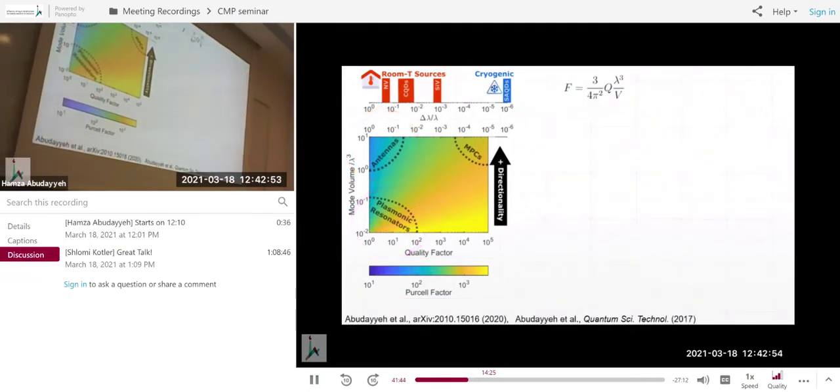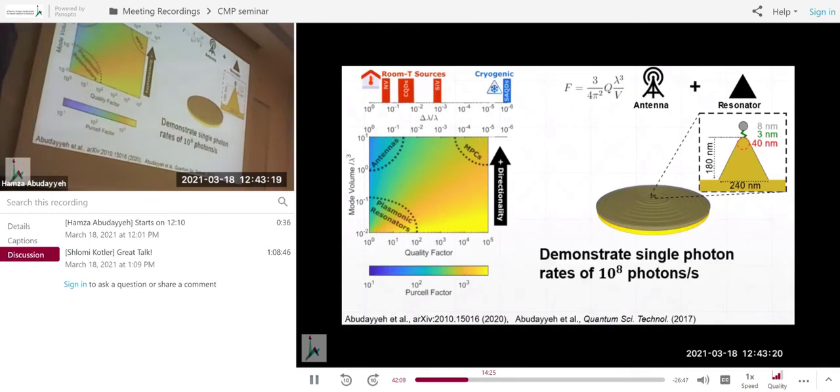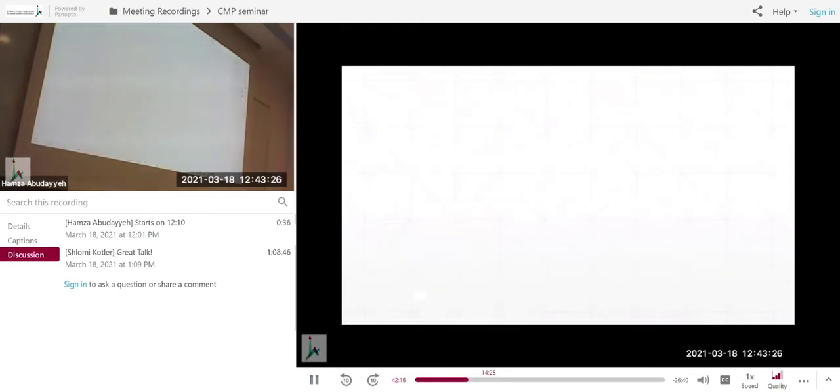So our solution was simply, and this is where the uniqueness of our approach lies, to combine the two. Take a structure from here and combine it with a structure from here. So we have this antenna, which belongs to this region, and this nanocone resonator, which belongs to this region here. Combine them together in a single structure. What will happen is the quantum dot will couple to this resonator, the resonator will emit to the antenna, and so on and so forth. Okay? This is the structure that allowed us to show single photon rates approaching 10 to the 8 photons per second.